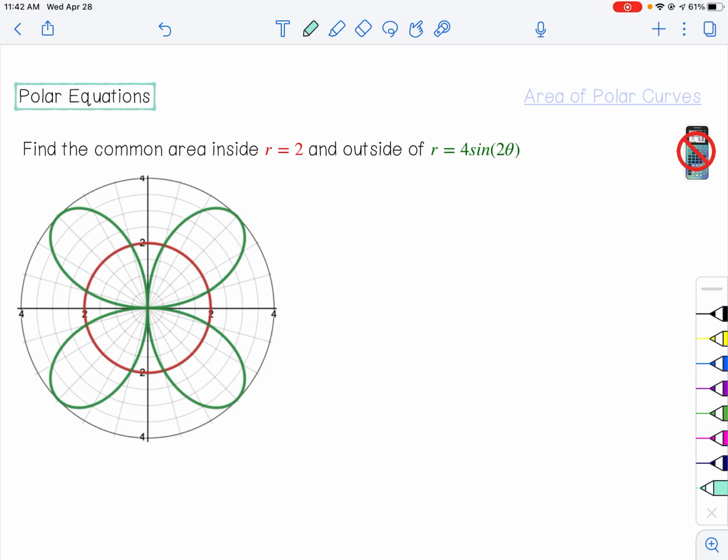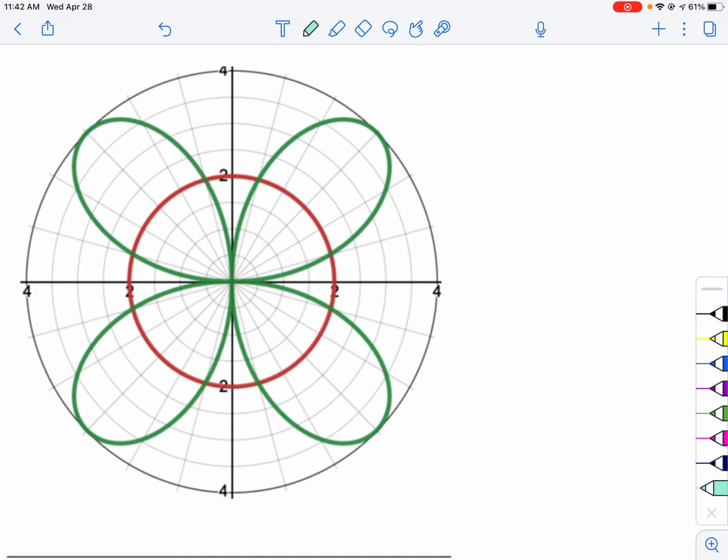So let's explore another example of finding the common area between two polar curves. In this case, we are going to use a circle, which is r equaling 2, the red curve there, and a rose petal curve, r equals 4 sine of 2 theta. So let's work smarter, not harder here.